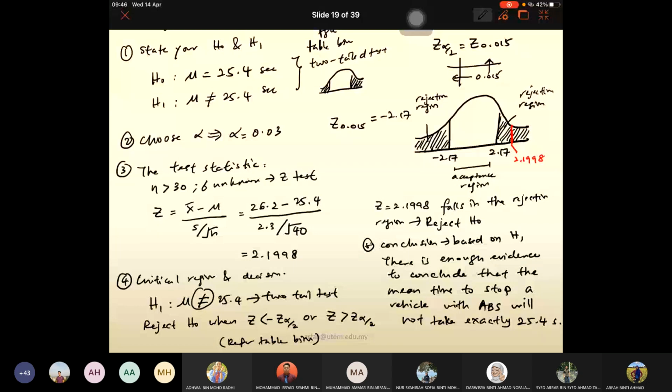So dia buat kajian kat US. Dia nak tengok lifespan manusia. Dia kata betul ke orang-orang kat US tu hidup lebih daripada 70 tahun. Dia punya lifespan. Okay. First list down information given. And then tengok apa H0, H1 and see what kind of test that we want to do.